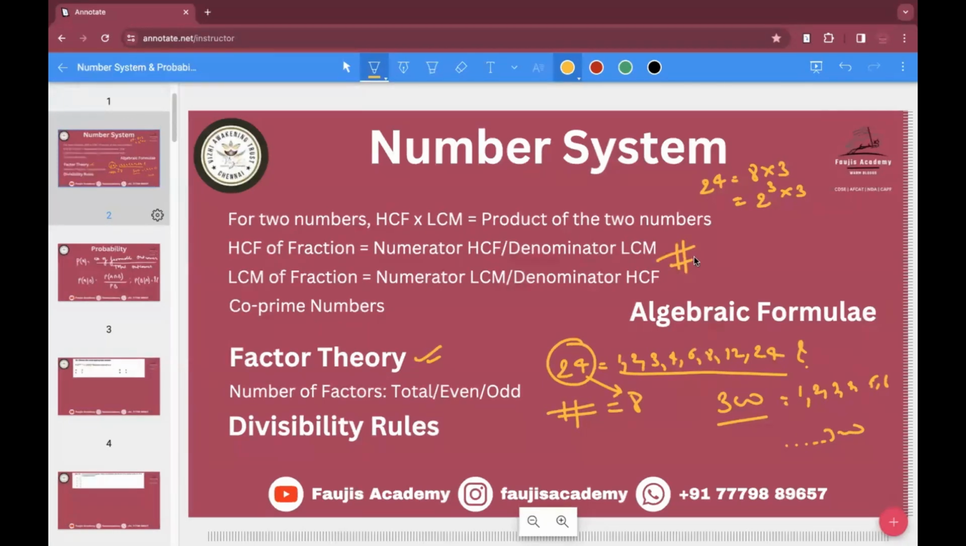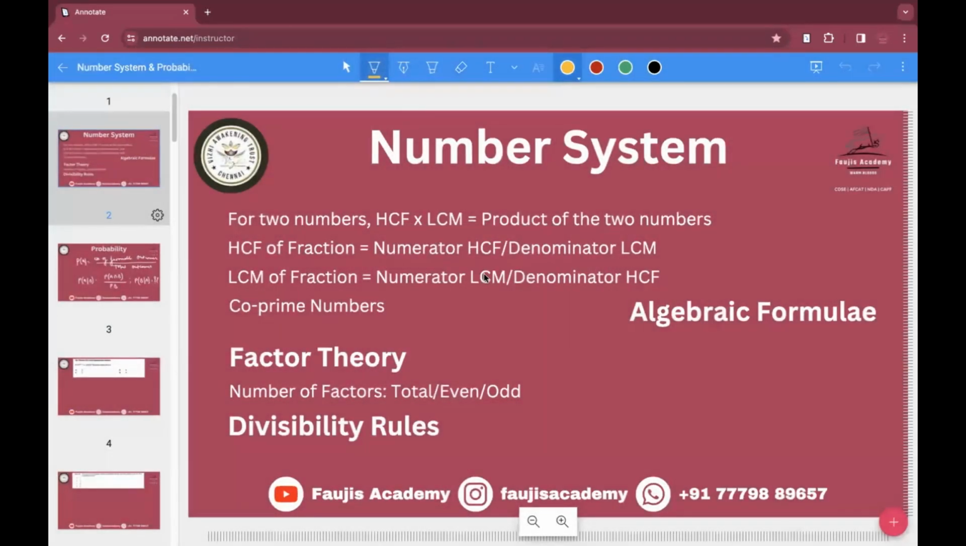So the number of factors is given with a formula: x plus 1 into y plus 1 into z plus 1 into so on, whatever. What are all these x, y, z? These are the powers of the prime numbers. So your number of factors will be 4 into 2, that means 8. I know you did not get it. No problem. Let me tell you again.